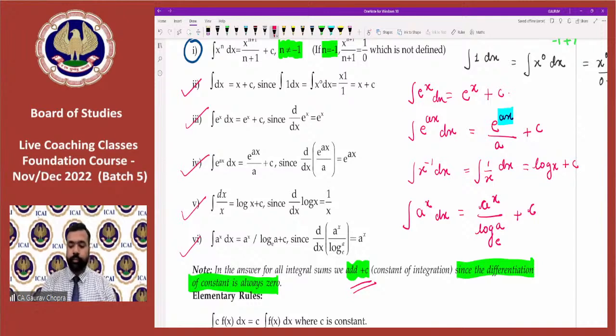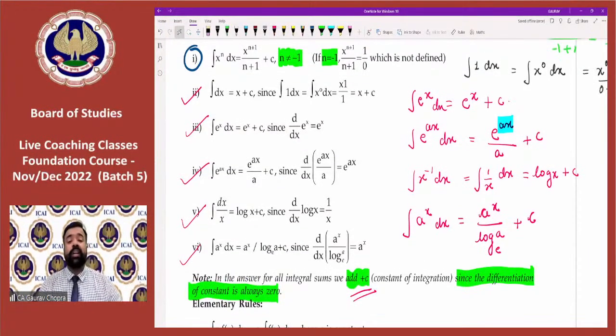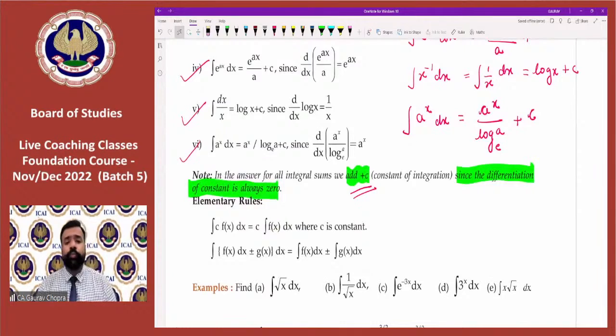All right. So I think you have learned all the formulas, because we have to learn them immediately. If we learn them immediately, we will be able to solve each and every question based on these formulas. So let us try some questions based on these. And also some basic rules are there.